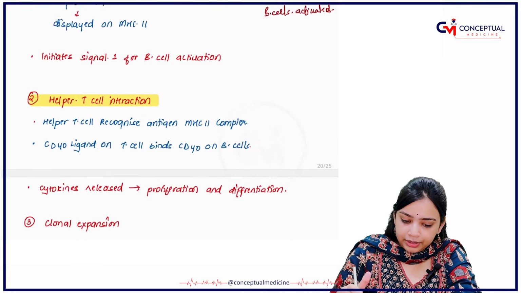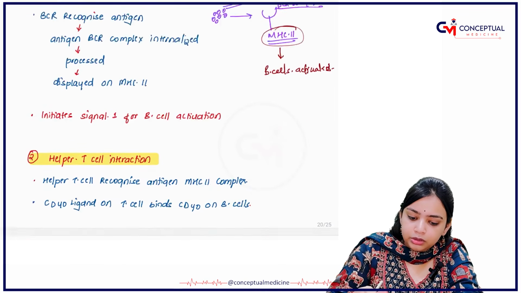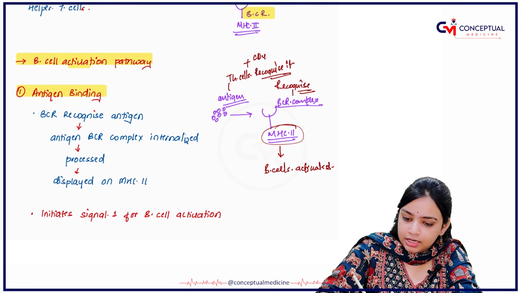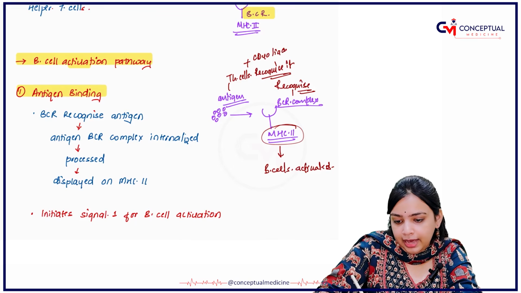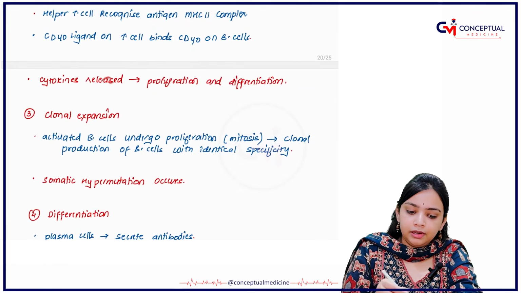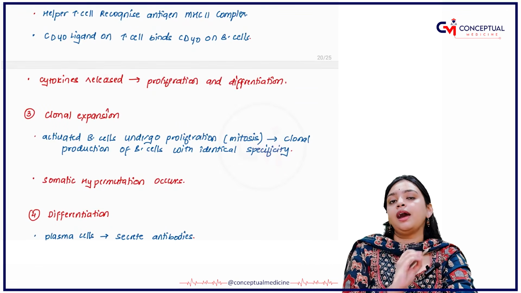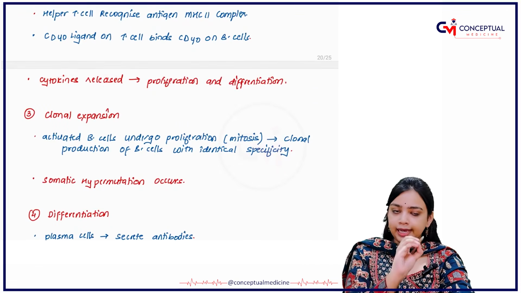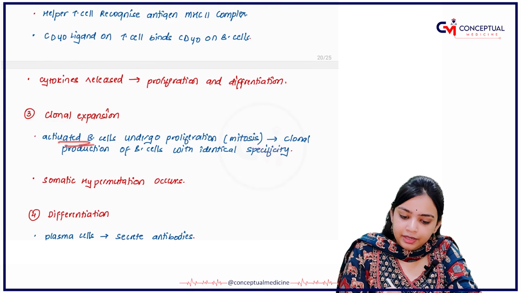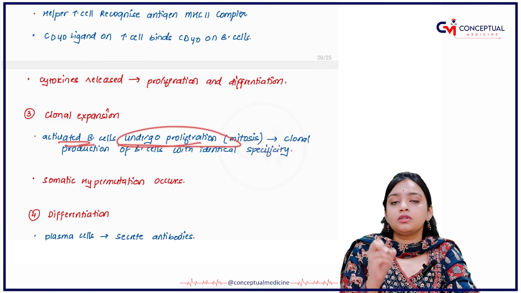Okay, and what do they do? They bind to the CD40 ligand. Next, there is a release of cytokines. Third one is the clonal expansion. The activated B cells now undergo the process of proliferation.